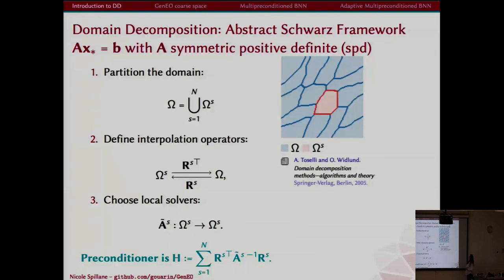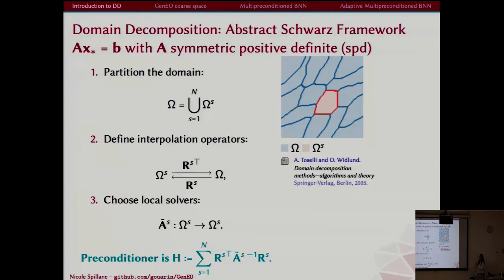Here the domain is the unit square, and then Omega_s in pink here is just one of the subdomains. Throughout the talk, s will always be a number between 1 and capital N, which is the index of one subdomain. Then you need to define interpolation operators, R_s and R_s transpose, which are the restriction and prolongation operators. They take a local quantity and extend it by 0 to the entire domain, or they take a global quantity and just cut the parts that are in Omega_s.